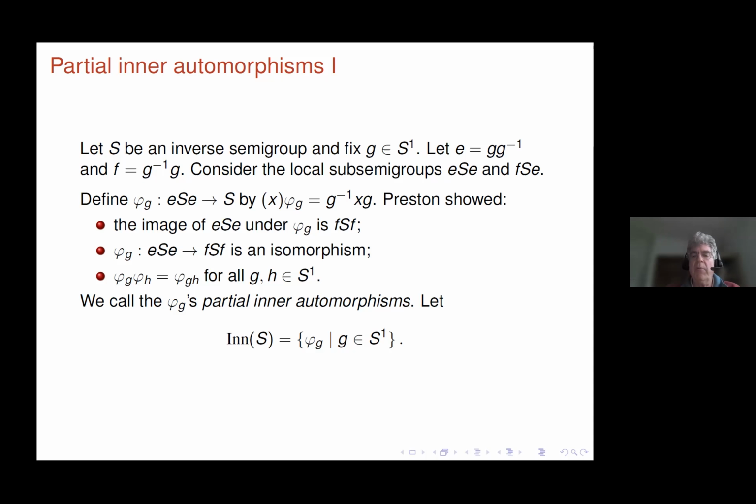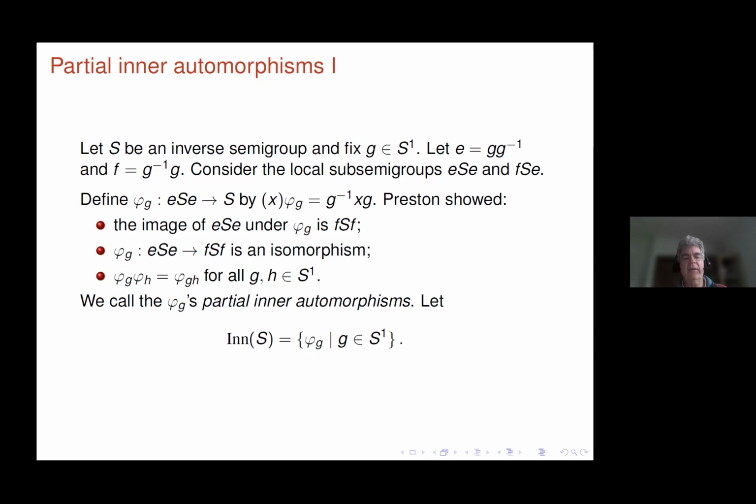Then Preston showed a number of things. He showed, first of all, the image under this map is actually fSf, the other local subsemigroup. And the mapping, in fact, between the two is an isomorphism of inverse semigroups. And then furthermore, these things compose exactly the way that you hope they would.